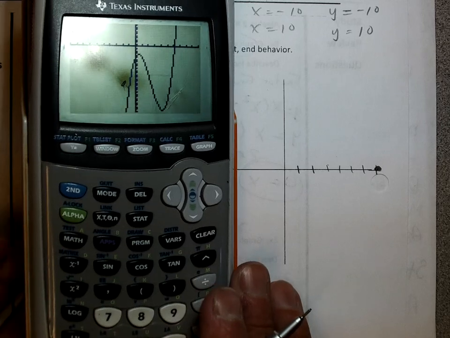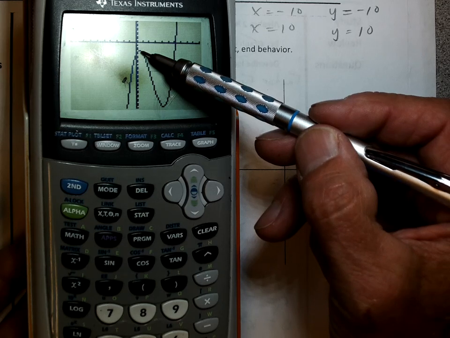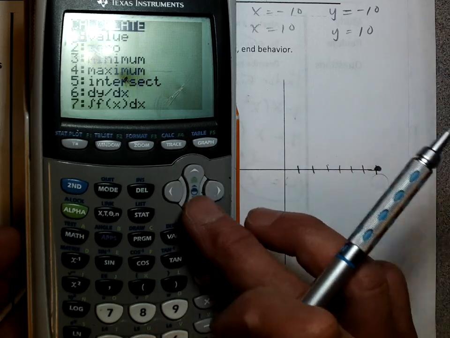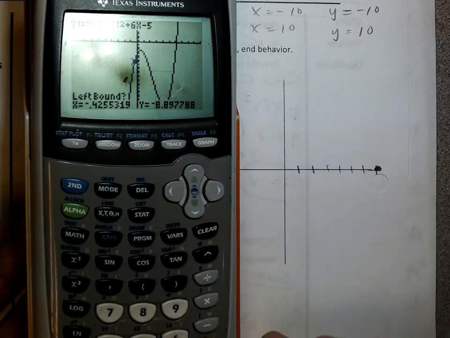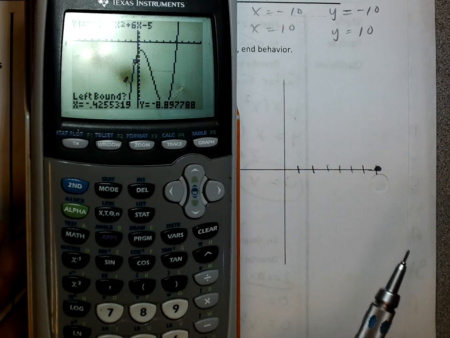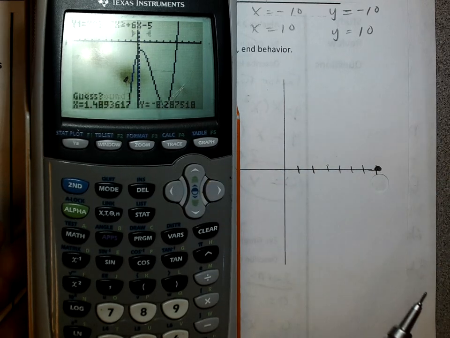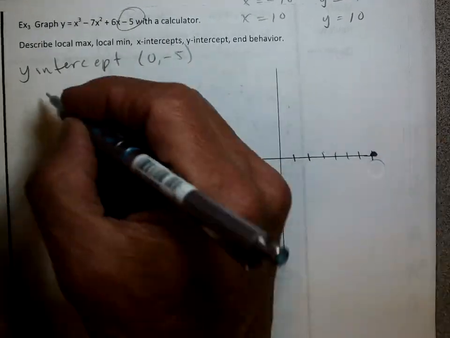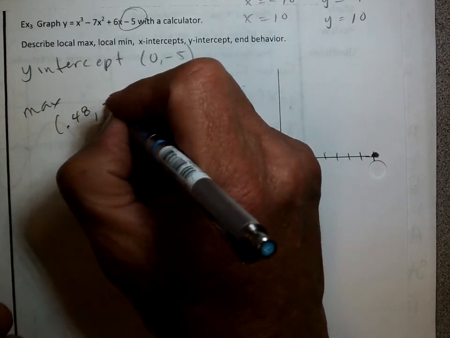So let's see if we can remember how to do this. If I want to find the value of this point, that's a max, right? So I can go to second, calculate, maximum. Remember how we did that? I'm going to go left bound, enter, right bound, enter, and then there it is, about 0.47, about 0.48. So my max is about 0.48, comma, about negative 3.6.